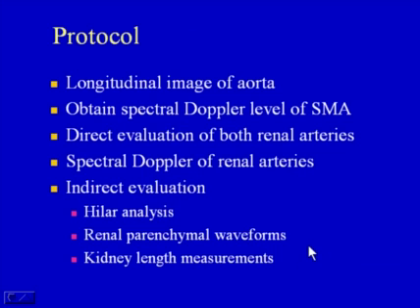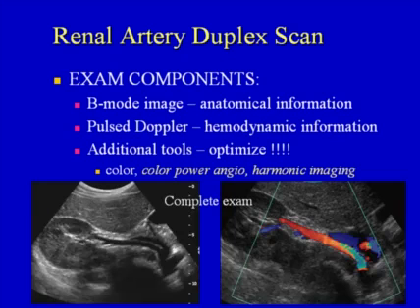Protocol. You need to obtain a longitudinal image of the aorta, obtain spectral Doppler from the level of the SMA. You need to do direct evaluation of both renal arteries, then conduct spectral Doppler of the entire renal artery. Indirect evaluation includes hilar analysis, renal parenchymal waveform evaluation, and kidney length measurements. Exam components include the B-mode image, which provides the anatomical information, and the pulse Doppler, which provides the hemodynamic information. The pulse Doppler is where we get our diagnostic information from, and additional tools such as color power, harmonic imaging.